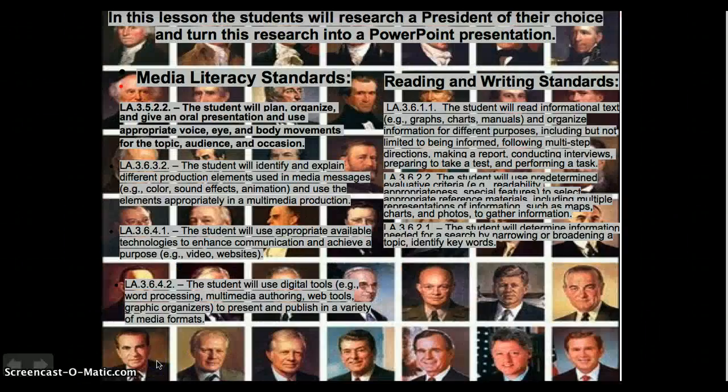In this lesson, the student will research a president of their choice and turn this research into a PowerPoint presentation. There are several media literacy standards. The student will plan, organize, and give an oral presentation and use appropriate voice, eye, and body movements for the topic, audience, and occasion. The student will identify and explain different production elements used in media messages, like color, sound, effects, and animation, and use the elements appropriately in a multimedia production.